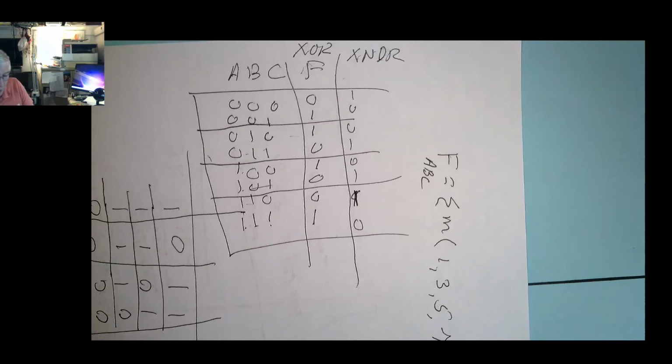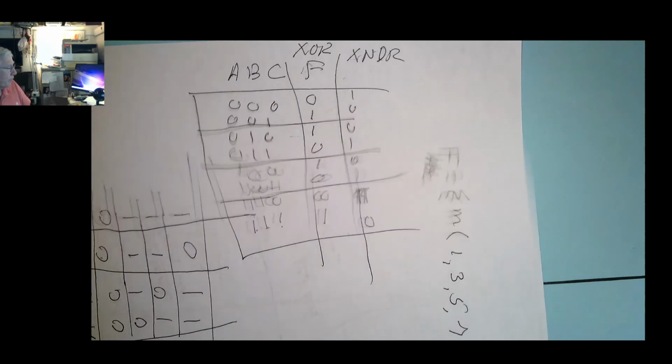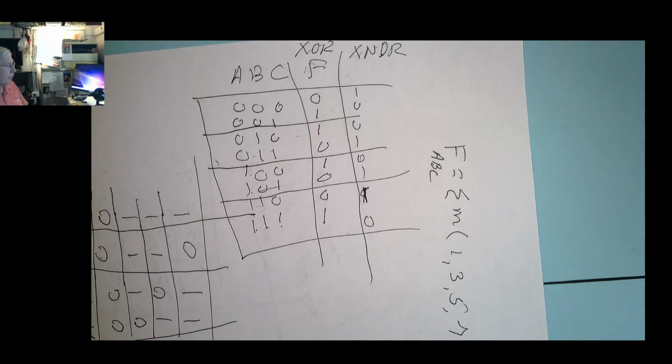Okay, so it's just the inverse of the XOR. Just like the NAND is the inverse of the AND, the NOR is the inverse of the OR. But notice that the AND gate and the OR gate are not inverses of each other.